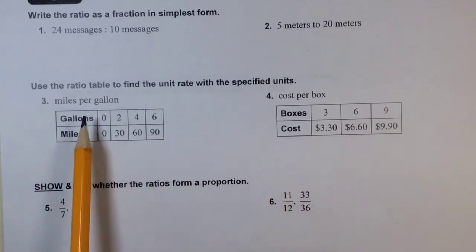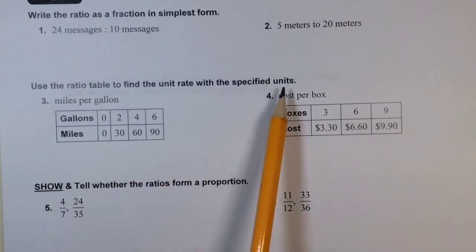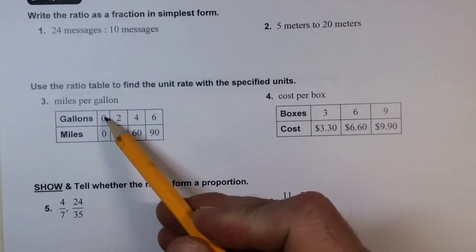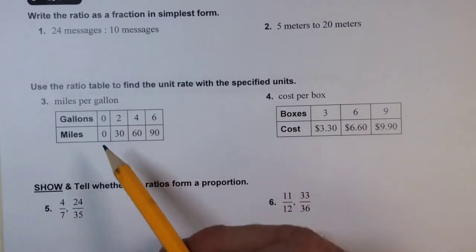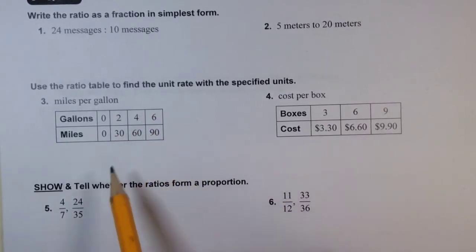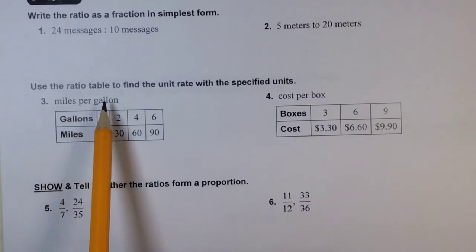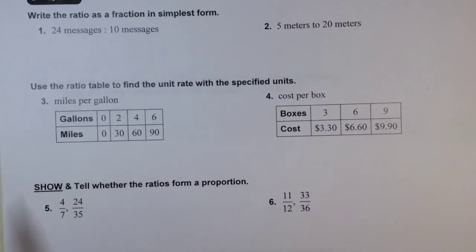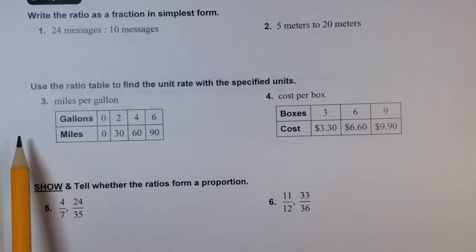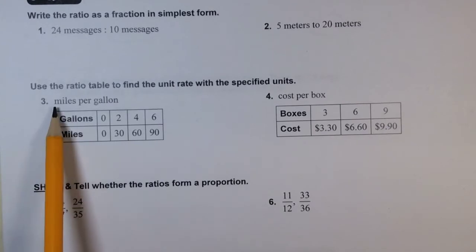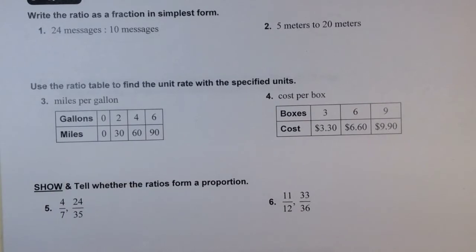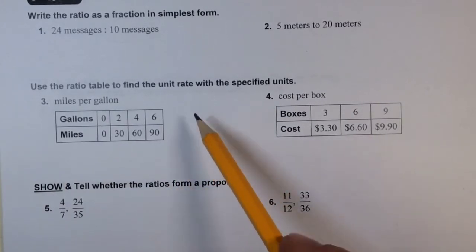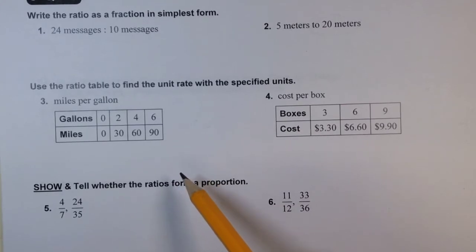Here, for 3 and 4, it says use the ratio table to find the unit rate with specified units. On this first one, you can't use 0 gallons and 0 miles, that doesn't help you at all. You can use any of these. Remember, it's miles per gallon, so you'll put the miles on top, even though they're listed on the bottom of the table, and you'll put the gallons on the bottom. Then you have to simplify it to a unit rate, which means the 1 in the denominator. So put the miles over the gallons and simplify it so you have a 1 in the denominator.